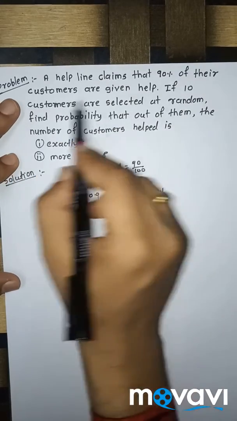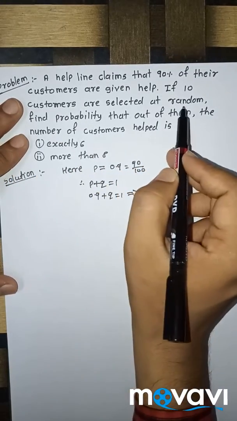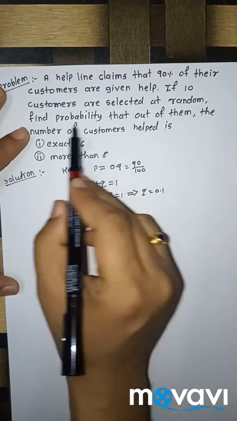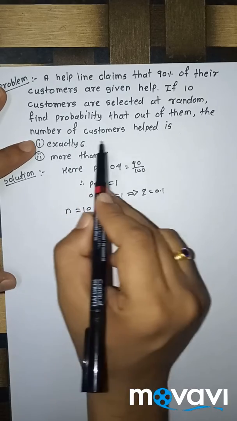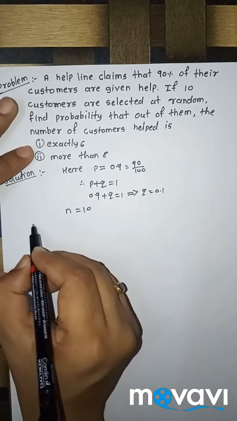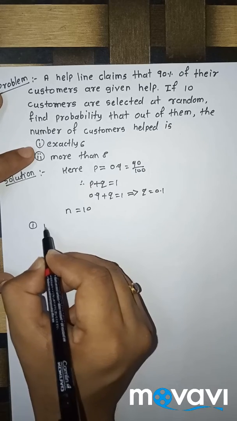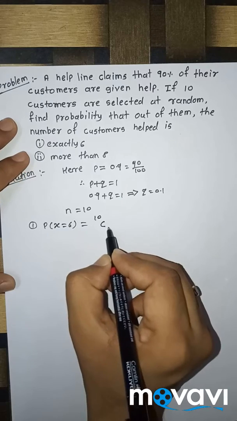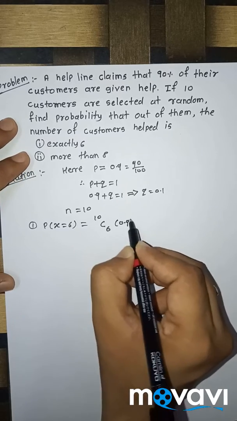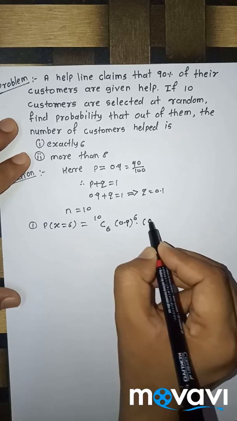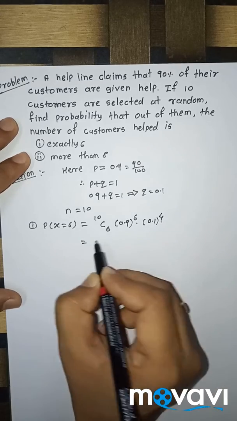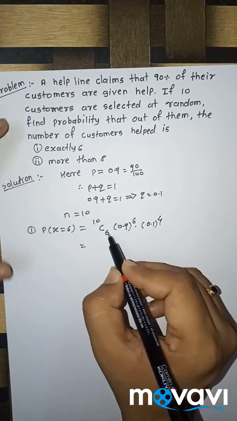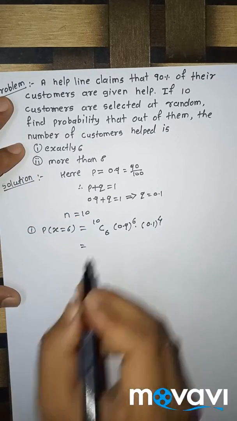Then if 10 customers are selected at random, the value of N is 10. Find probability that out of them the number of customers helped is exactly 6. So we have to find the value of probability of x equal to 6. Its formula is 10c6 into P means 0.9 raised to 6 into Q means 0.1 raised to n minus x. N is 10, x is 6. 10 minus 6 is 4.